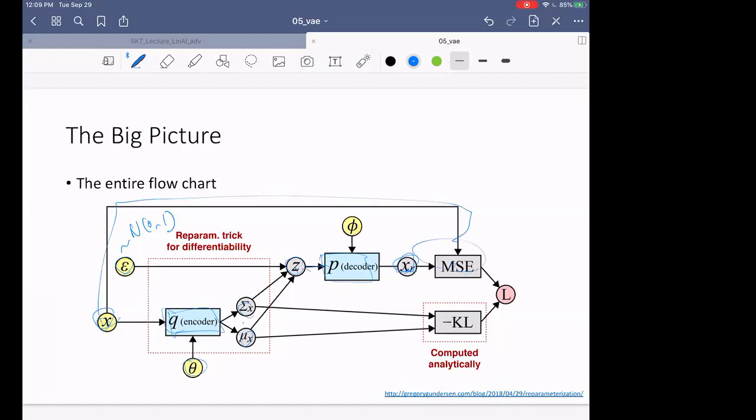And of course, you still need the KL divergence term. So that term requires the derived mu and sigma. So they go through the KL divergence, and then, as I said, this is computed analytically. And then you get the final L, and then you can do backprop, and everything is fine, because your backprop path is going through here and going through here. So this and this are all updated. All right. So I hope the big picture is clear.